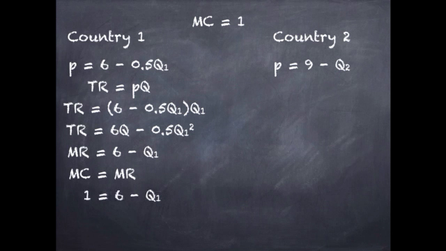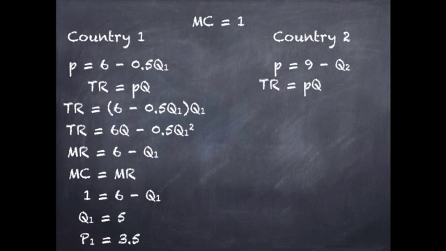So we get 1 is equal to 6 minus Q1. Q1 is equal to 5 when we solve for that. And if we stick the 5 into the original inverse demand function, we end up getting that the price in country 1 is going to be equal to 3.5. We'll do the same thing for country 2.